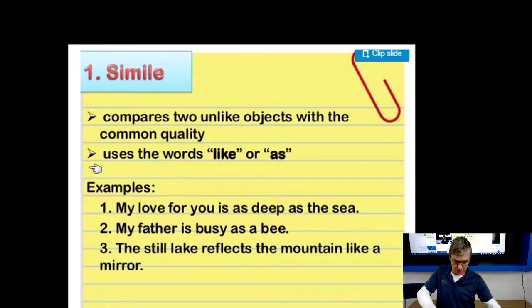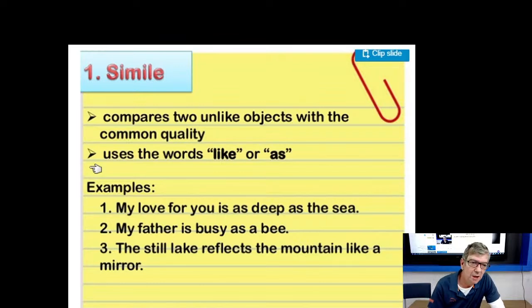So if we know the structure, we're using words like or as, and then an example of that might be, my love for you is as deep as the sea. So imagine how deep the sea is, and then you're equating how much your love is for that person, or how deep it is, right? How deep is your love?